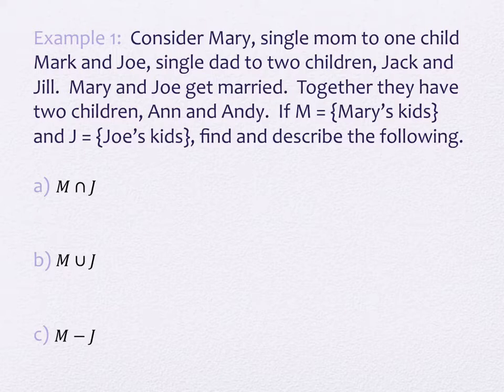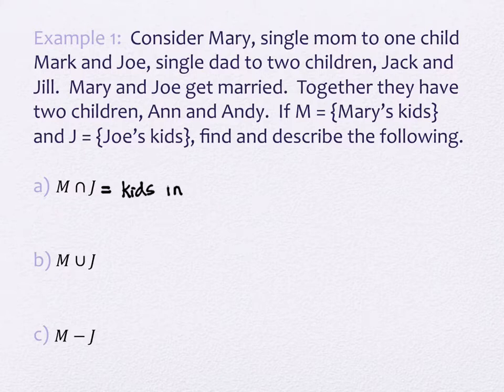Consider Mary, single mom to one child, Mark, and Joe, single dad to two children, Jack and Jill. Mary and Joe get married. Together they have two children, right? That's the overlap now, the part that they share: Anne and Andy. If M represents Mary's kids and J represents Joe's kids, find and describe the following. So what would the intersection of M and J be? It would just be Anne and Andy. So it's the kids they have in common.